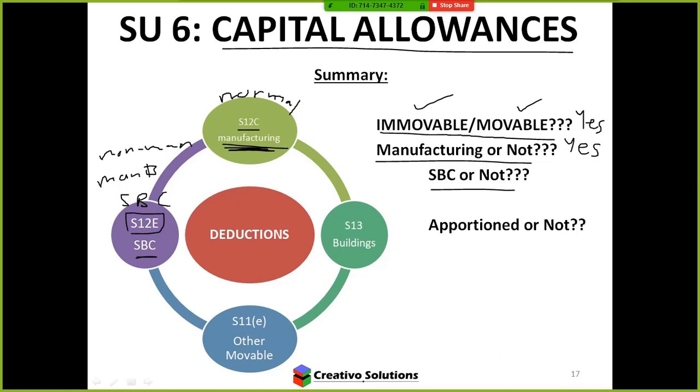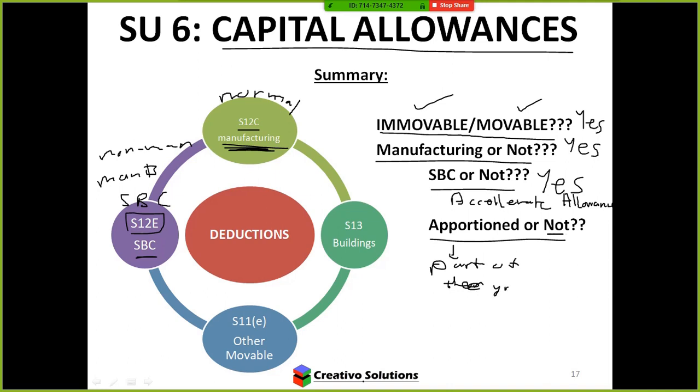Do we need to distinguish between SBC or not? That's an easy question. Yes, we have to, because now you could get an accelerated allowance or not, depending on what you are. Does it make sense? The last bit is whether it's apportioned or not. Apportioned means part of the year, the same as in accounting. If it's not apportioned, it doesn't matter. It can be one month from the year end, or it could be at the beginning of the year. It makes the difference. If it's not apportioned, you claim the full amount.